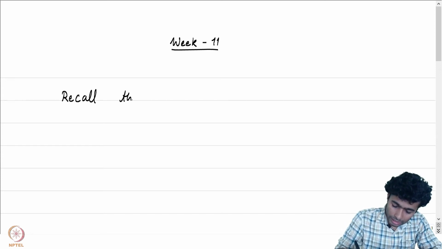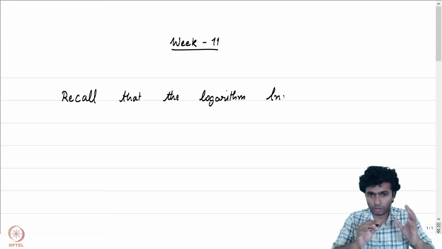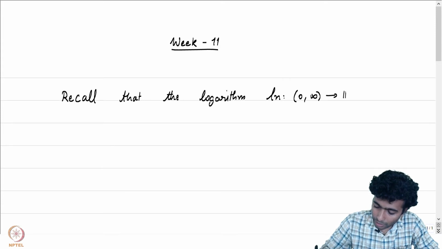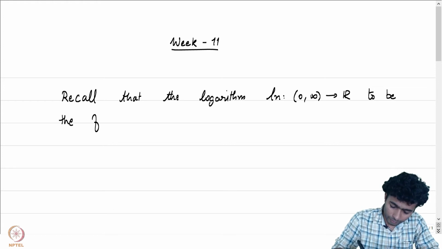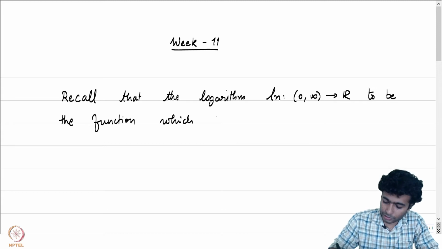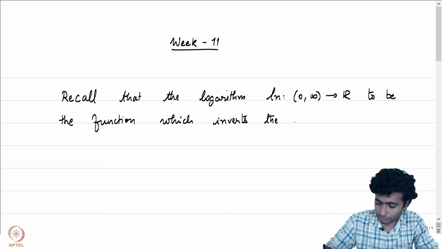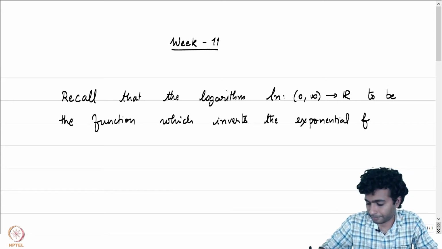Recall that the logarithm, I'll denote the real setting logarithm as ln, from (0, infinity) to R, to be the function which inverts the exponential function on R.